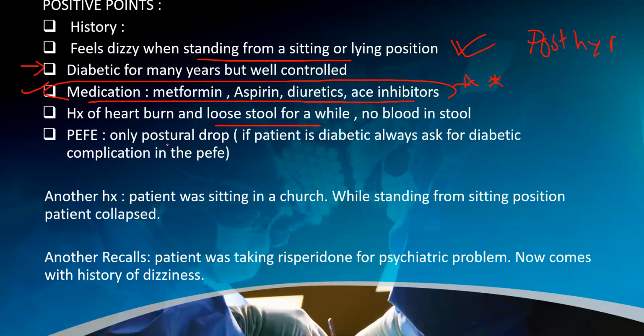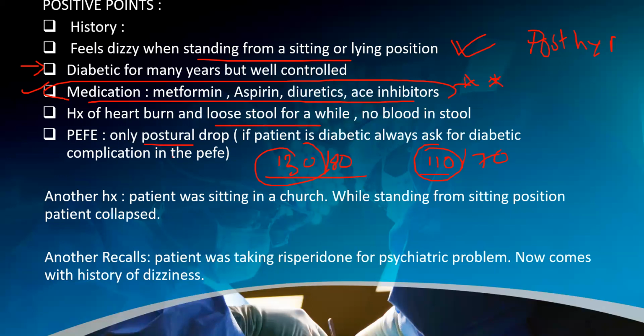In the physical examination, you will find only one thing, that the patient has a postural drop. What is a postural drop? Let's say in the sitting position, the patient has a blood pressure of 130/80. And when you ask the patient to stand up, their blood pressure becomes 110/70. If the systolic blood pressure changes by more than 20 millimeters of mercury when they change position from sitting to standing, that's a postural drop. Okay? In the case of diastolic, only a 10 millimeter of mercury change is enough for a postural drop.